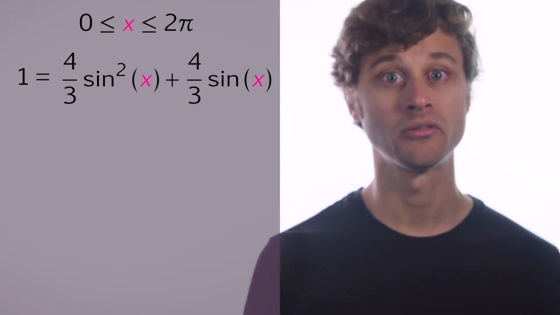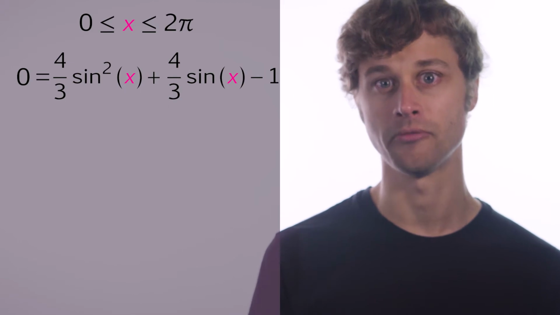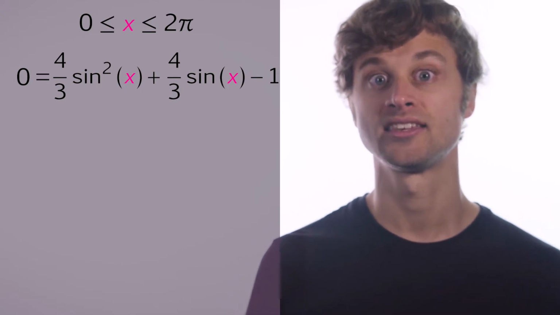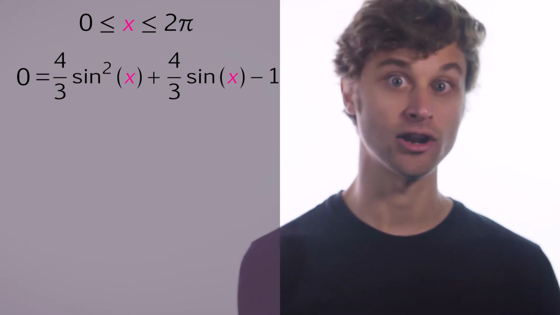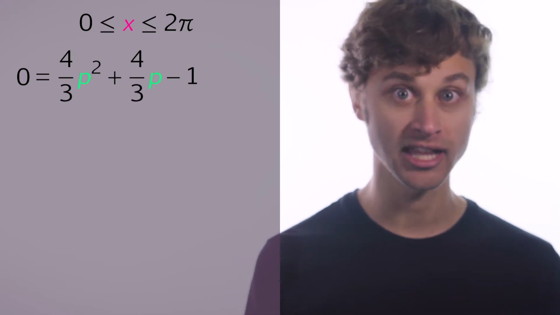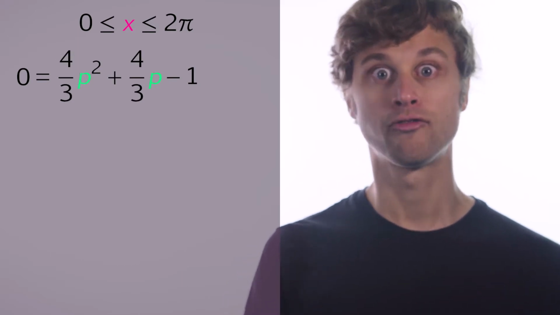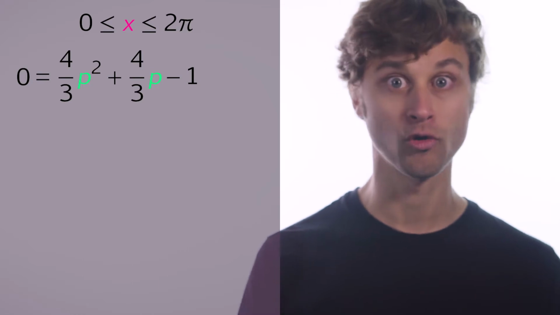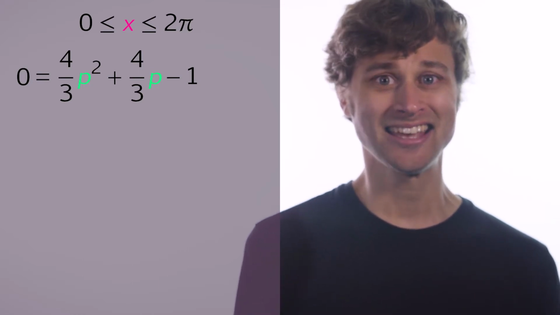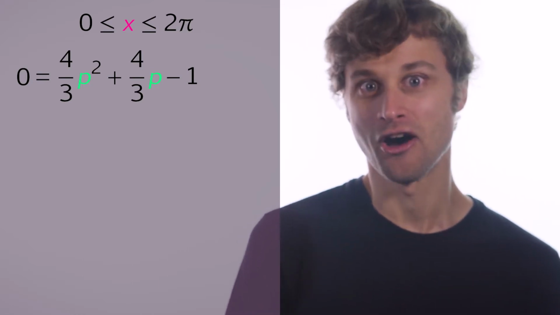Now I'm going to subtract 1 from both sides to set everything equal to 0. Now take a look at this. If I were to replace the sine of x with a letter, say p, I would get this relationship. 0 is equal to 4/3 p squared plus 4/3 p minus 1. And that's just a quadratic, which we know how to solve.